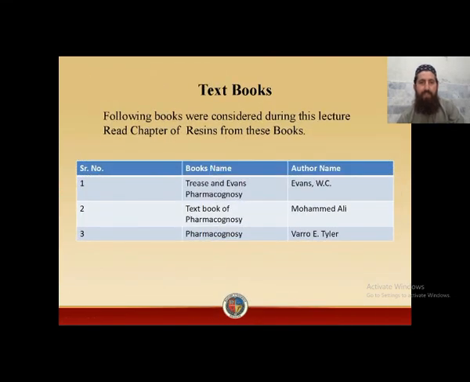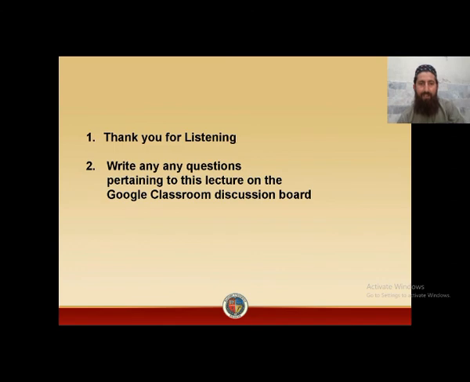Textbooks for today's lecture which I recommend are Trease and Evans' Pharmacognosy by Evans W.C., Textbook of Pharmacognosy by Muhammad Ali, and the third one is Pharmacognosy by Varro E. Tyler. You must go through these books and also study the chapters on resins and exclusively Ipomoea and myrrh from these books.